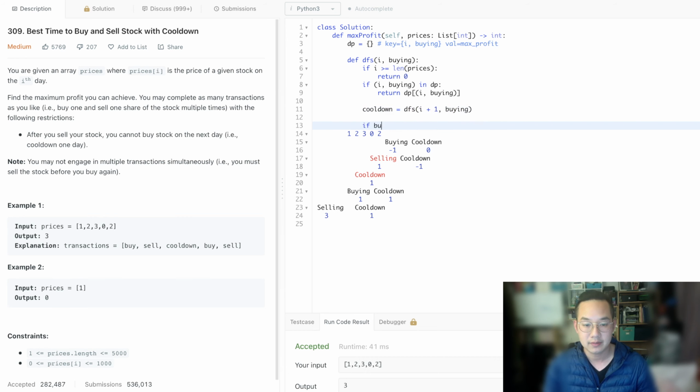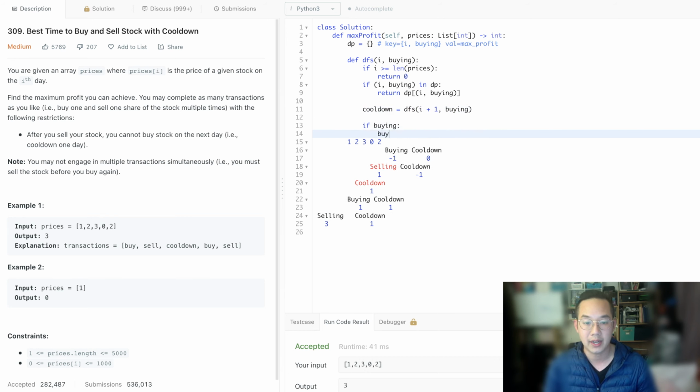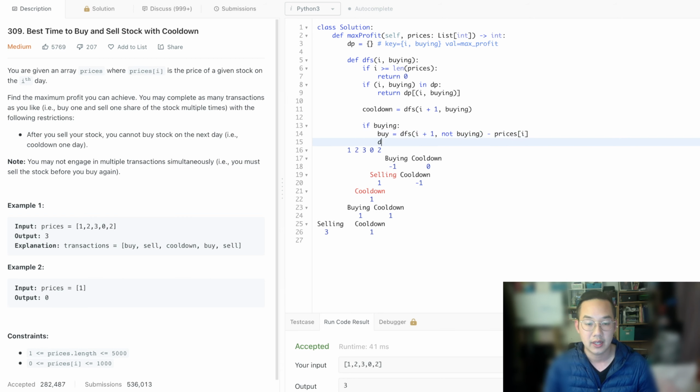If buying, we're going to buy, which equals DFS of i plus 1 and not buying, because we can't buy anymore, minus the price that we spent on the item. And the DP of this particular i and buying state is going to be the max of either buying or cooling down.